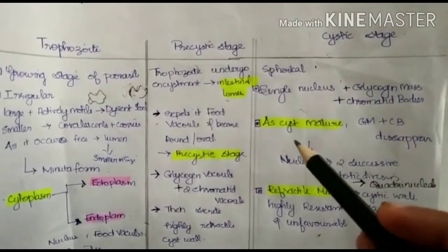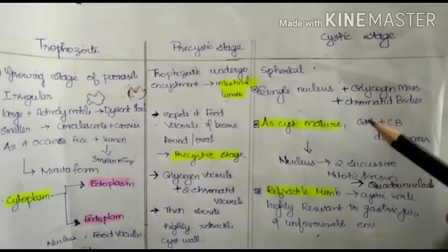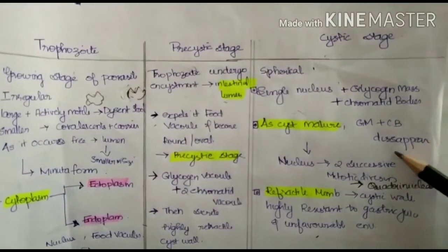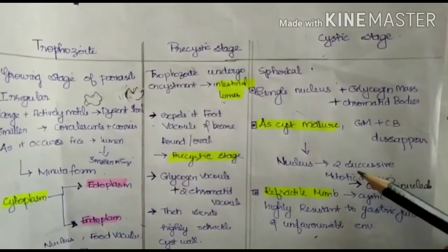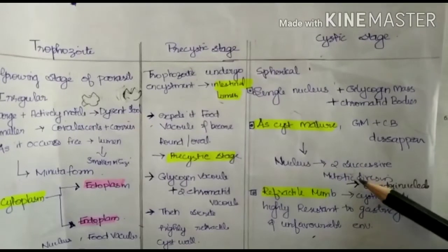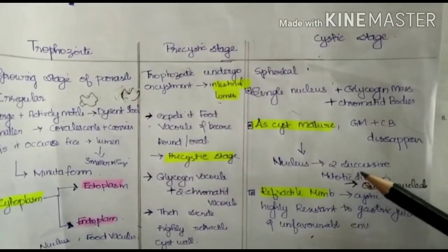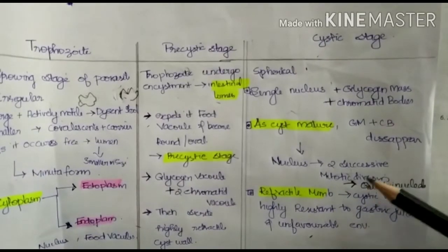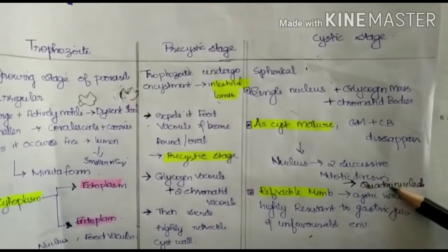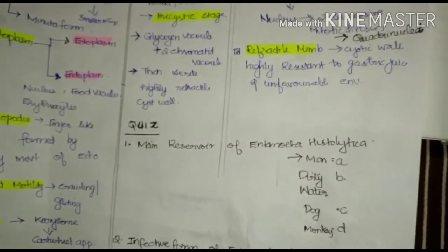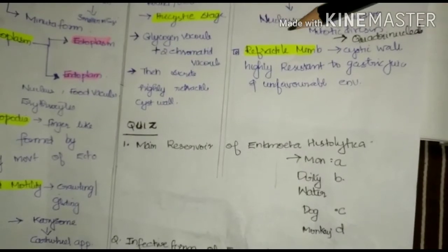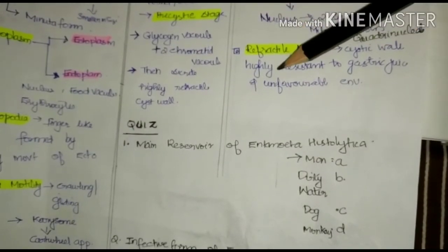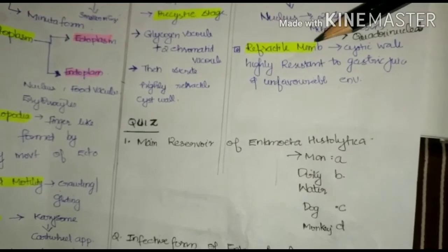Then as the cyst matures, the glycogen mass and the chromatoid bodies disappear, and the nucleus undergoes two successive mitotic divisions, dividing into two, and then again into four. Then the cystic wall is a highly refractile membrane which is highly resistant to gastric juice and unfavorable environments. So it can live easily in the environment.